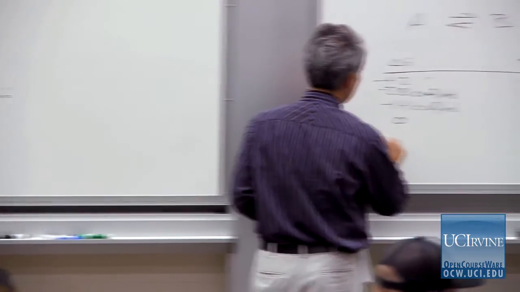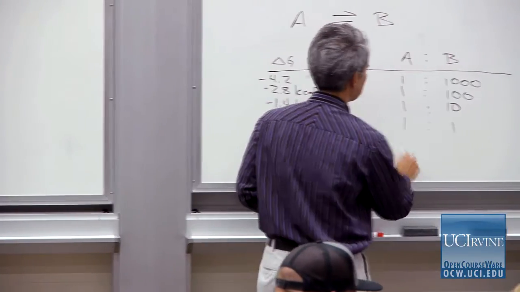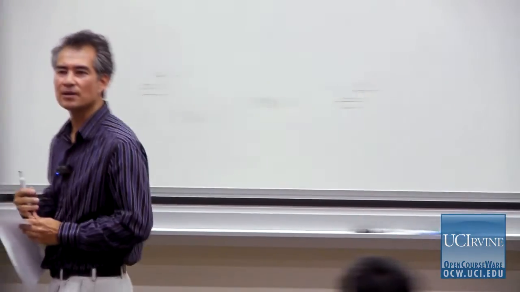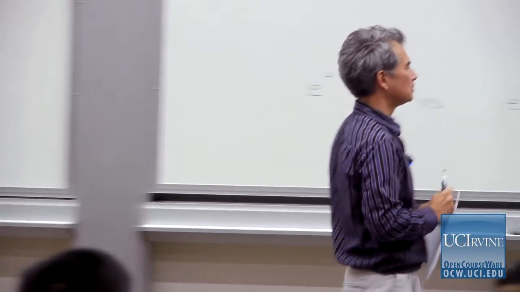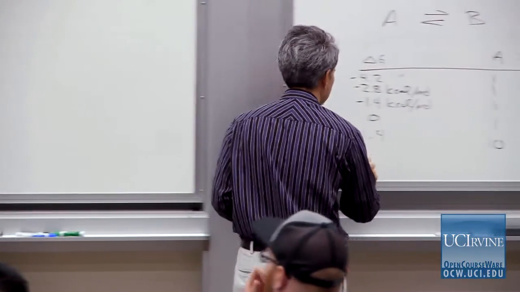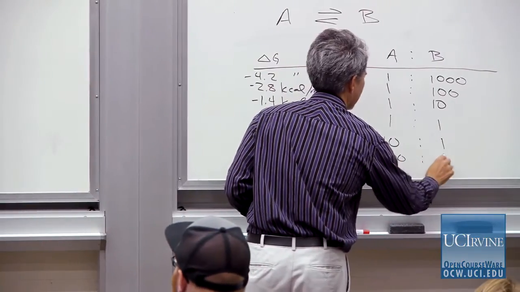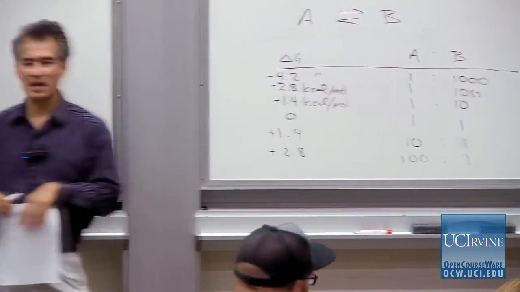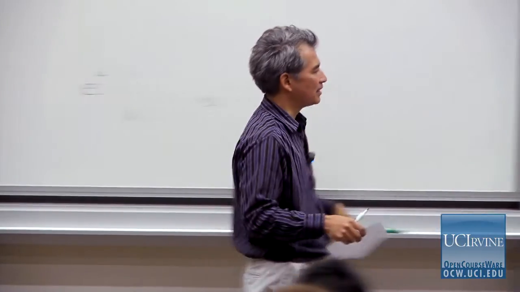And we can go the other direction as well. If the energy difference is positive 1.4 kcals per mole, now it goes the other way, 10 to 1 in favor of starting materials. You don't have a prayer of getting a good yield out of that reaction. Nothing you do can change that thermodynamic difference. And if I add another 1.4 kcals per mole to that penalty, now that's really a disfavored reaction by 100 to 1, and you can keep filling.